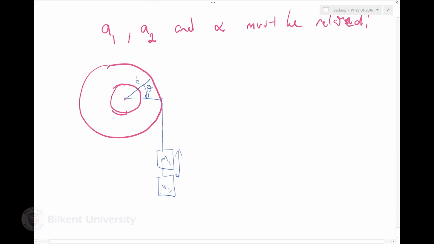The radius here is B. All the rope around this part will now become added to the length, right? So the distance it actually falls down, let me call this delta 2, is going to be B times theta. How about m1 though?